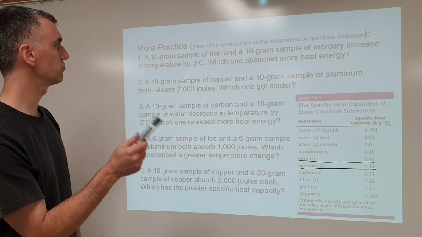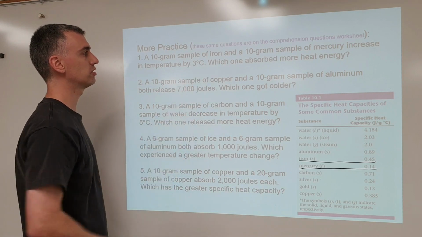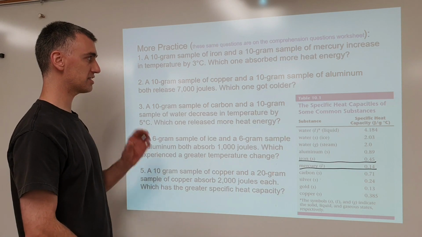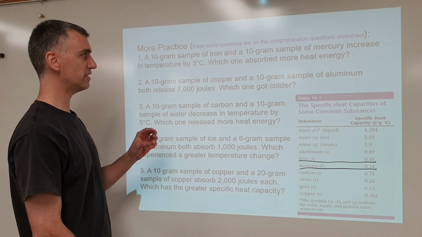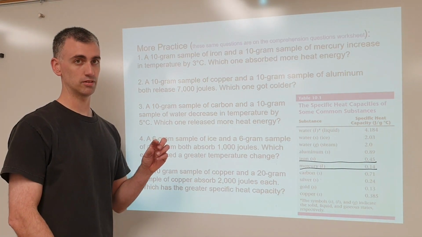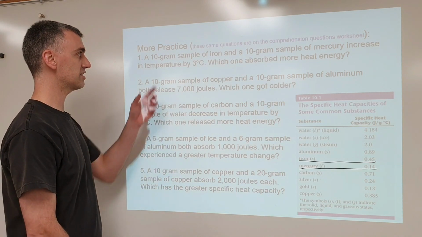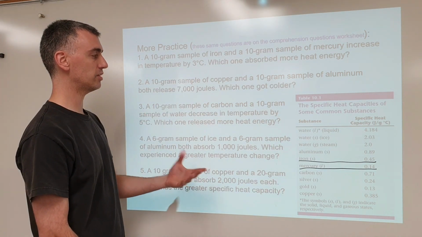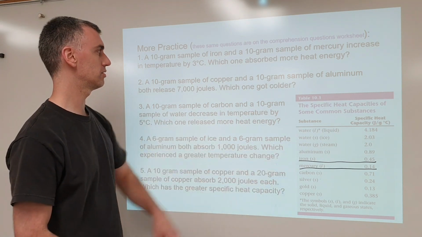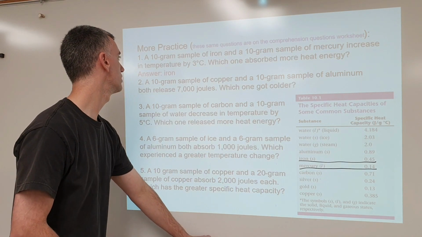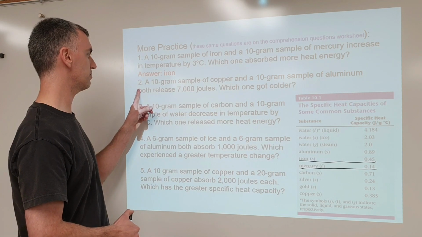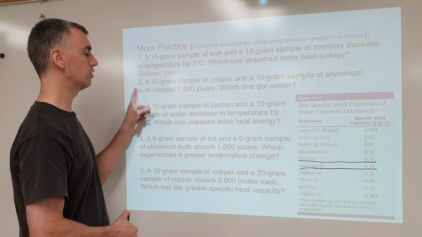So you have to think about something. For a given temperature change, which one is going to absorb more heat energy or release more heat energy? For a set temperature change, does the high specific heat capacity release more energy, or the low specific heat capacity? Answer that now. Okay, you should have said for a set temperature change, high specific heat capacity will gain or release more energy. So that is going to be iron, and that's why I put iron as my answer here. Now a 10-gram sample of copper and a 10-gram sample of aluminum both released 7,000 joules. Which one got colder?